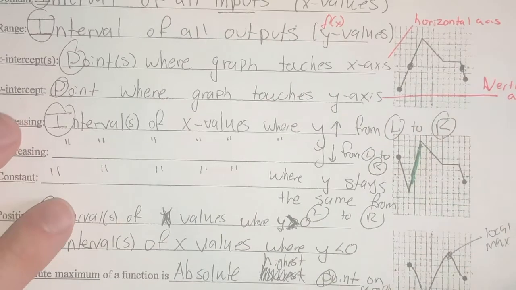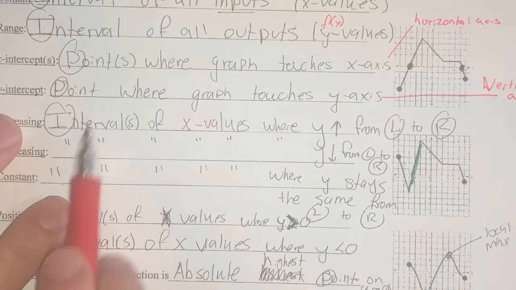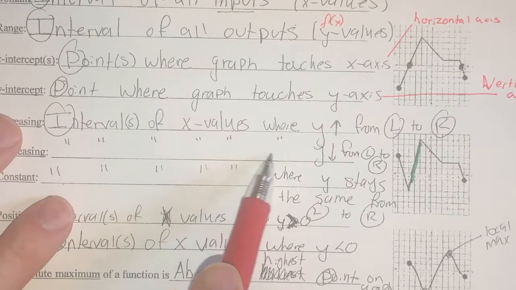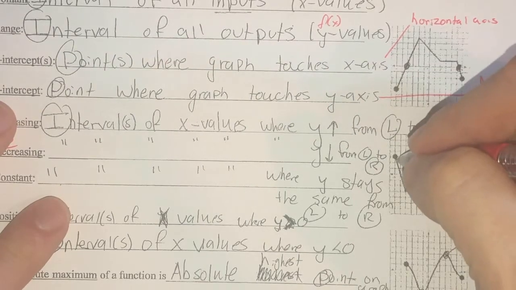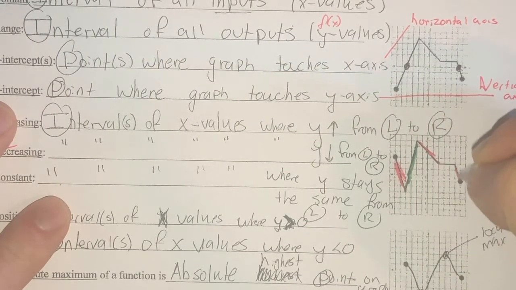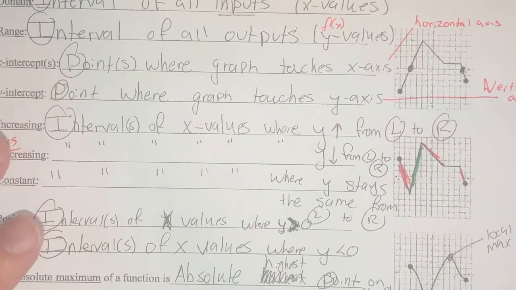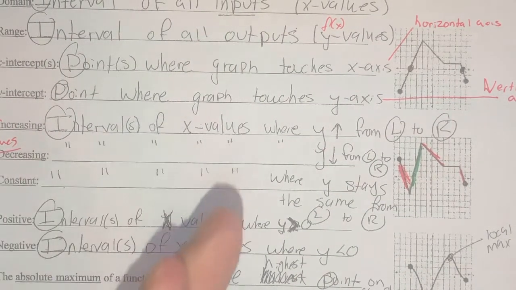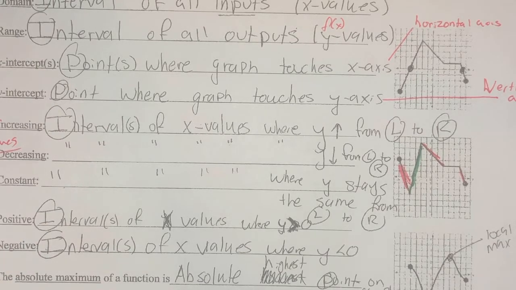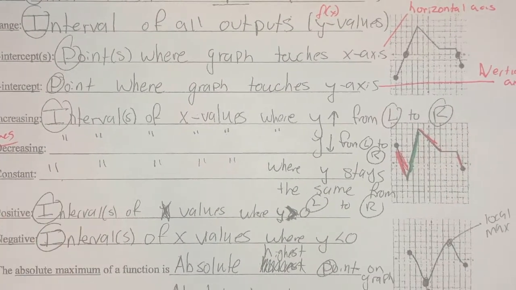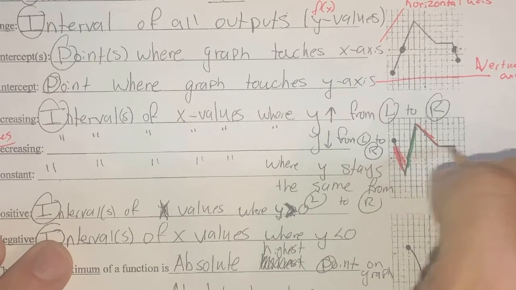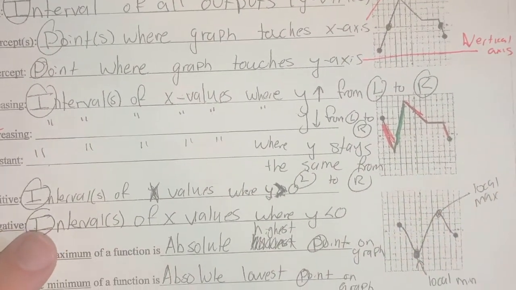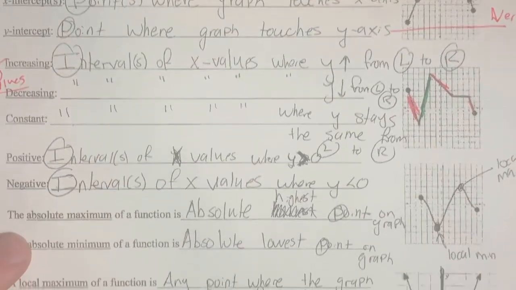okay? Decreasing, on the other hand, remember, ditto, intervals of x values where y goes down from left to right. So here's one interval, two intervals, three intervals where I go down from left to right. Okay, remember, we're always going left to right because x always increases from left to right. And finally, constant is intervals of x values where y stays the same from left to right, okay? And so this one right here, this would be a constant, all right? And we're going to learn how to talk about those in just a minute, okay?